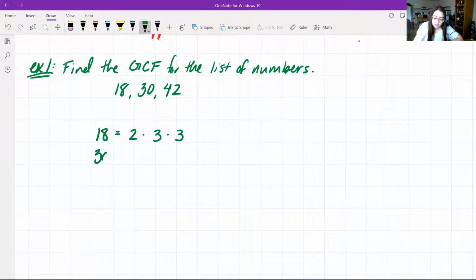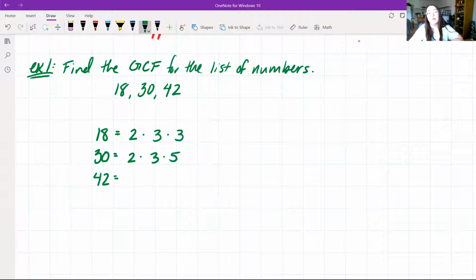Now moving on to 30. We can express 30 as 2 times 15, where 15 can be expressed as 3 times 5. So the prime factorization of 30 is 2 times 3 times 5. And lastly, we have 42. We can separate 42 into 2 times 21, and 21 can be expanded into 3 times 7. So we have the prime factorization of each one of these numbers.